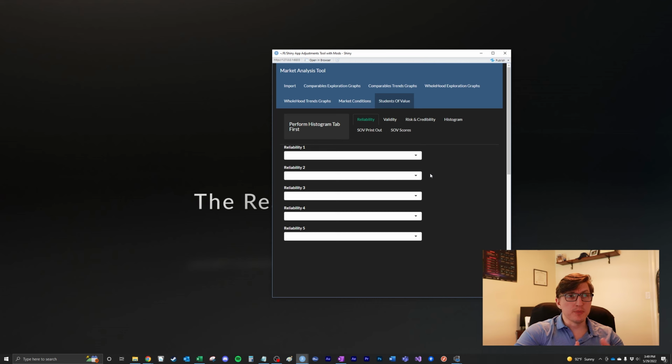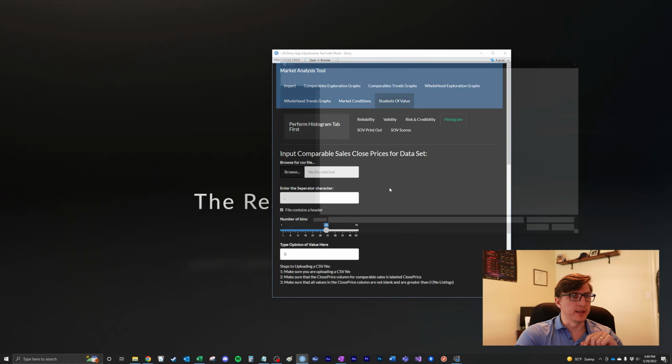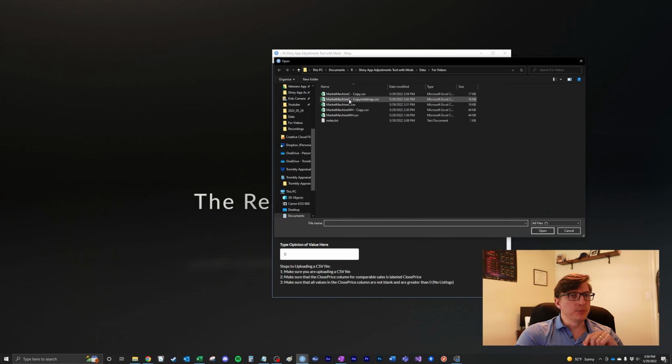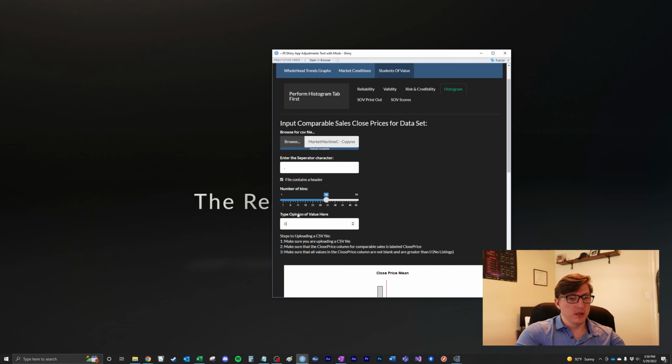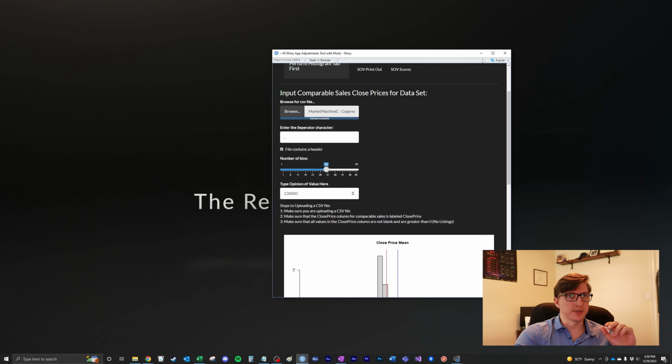Okay, so we've opened up the Students Value tab, and now we're able to go ahead and build our histogram, look at how our opinion of value compares to the comparable market segment, in particular the mean of the comparable market segment. So let's go ahead and do that now. Browse, import the file with no listings data, and then put in our opinion of value. Let's just say it's $230,000.